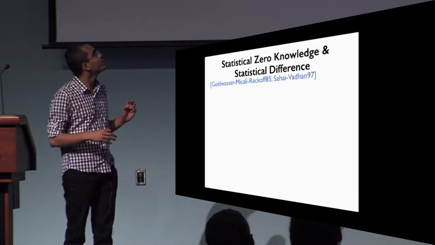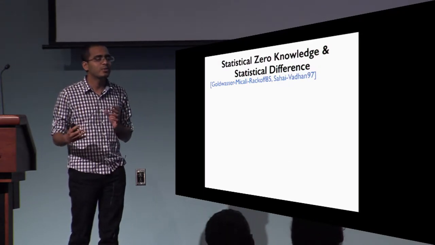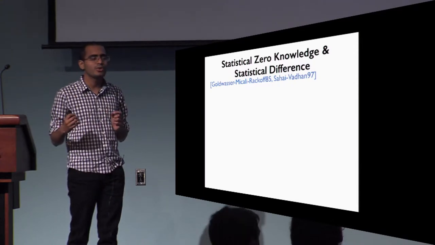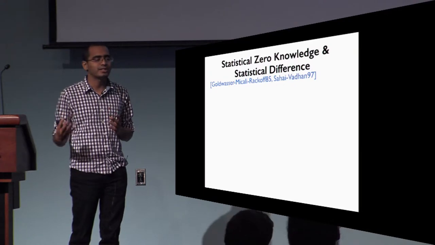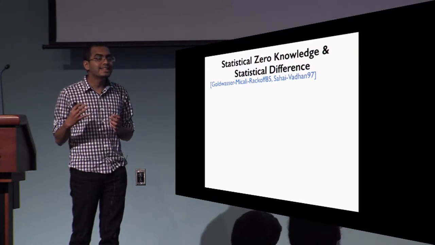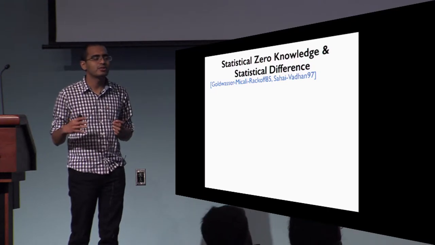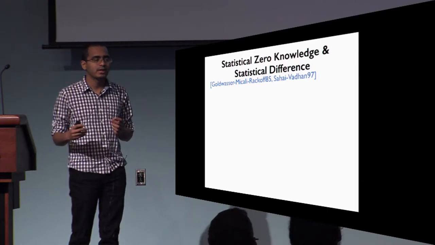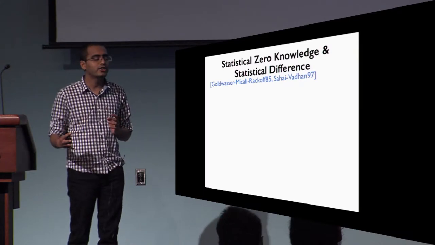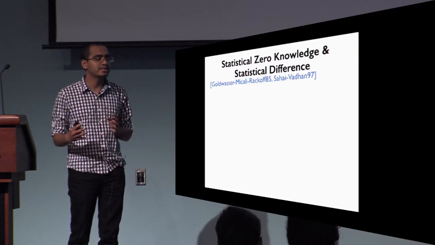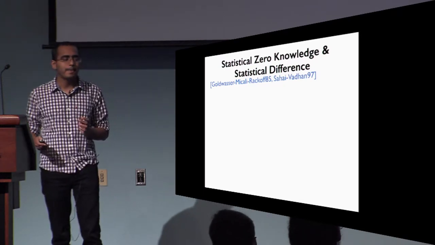Okay. So first let me tell you about statistical zero knowledge. When we think about zero knowledge, we think about proofs, a prover and a verifier and so on. It turns out that statistical zero knowledge has a nice characterization in terms of complete problems. So in this talk, we will be focusing on that characterization. In particular, the problem statistical difference, which was shown to be complete for SZK by Sahai and Vadhan.